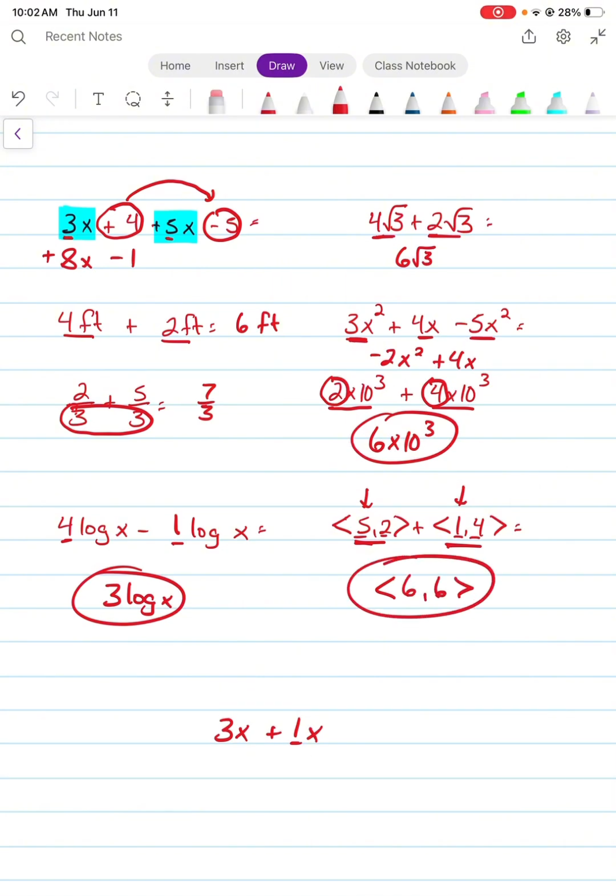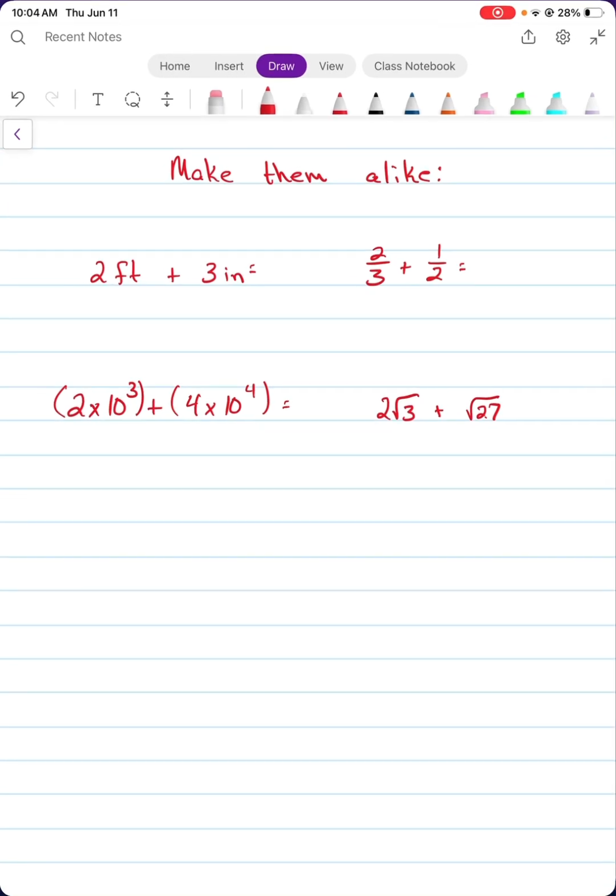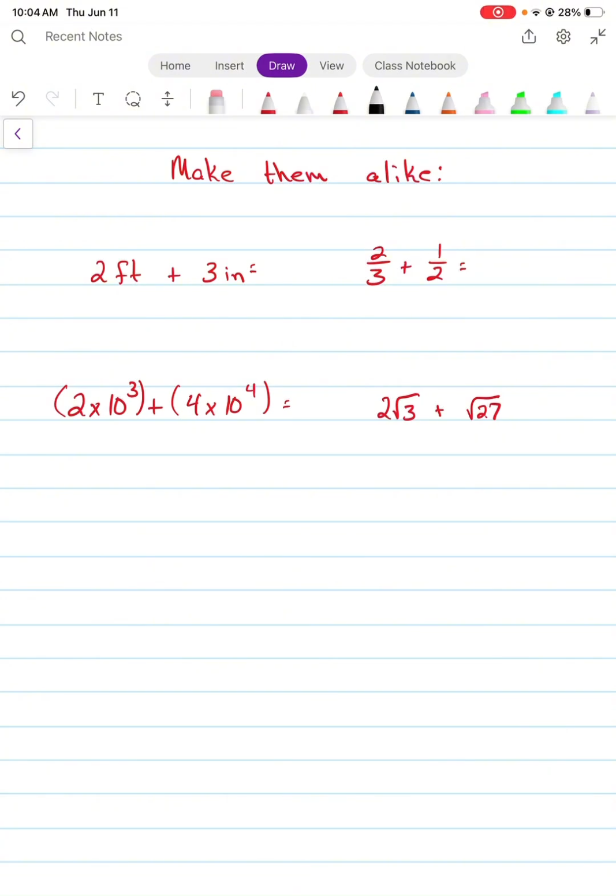There's your addition of those two vectors. I can't stress it enough that, again, you can only add and subtract when things are alike. Now, here I've got some examples, things that are not alike, things that can't be added as they are.